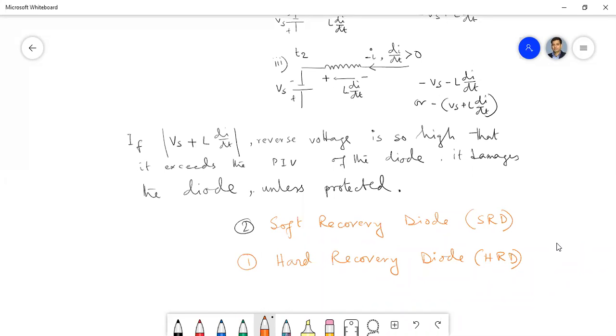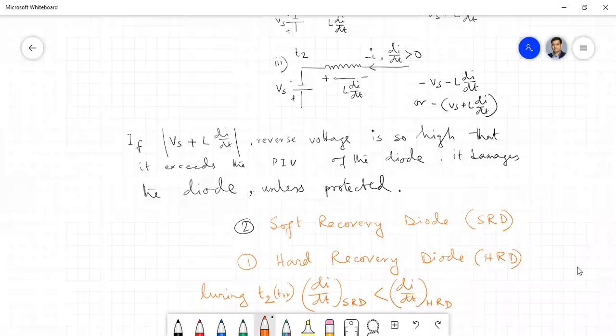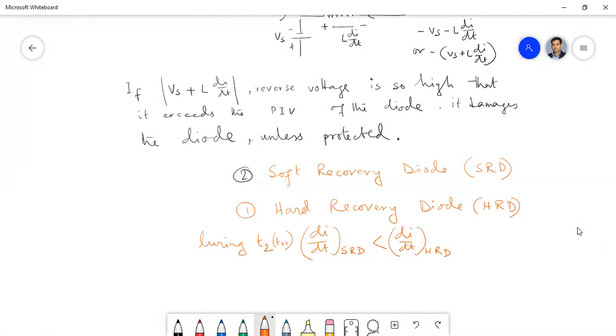So that means we can write that this di/dt at or during the time t2 of trr, this di/dt of this SRD is less than di/dt of HRD. Is it clear? Is the thing clear? What is the soft recovery diode and hard recovery diode?